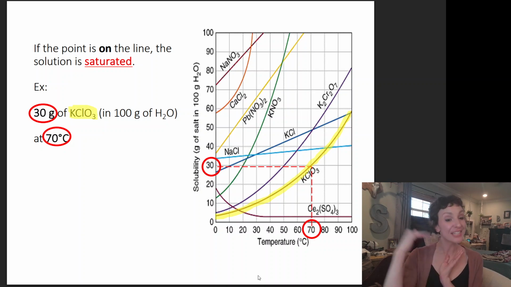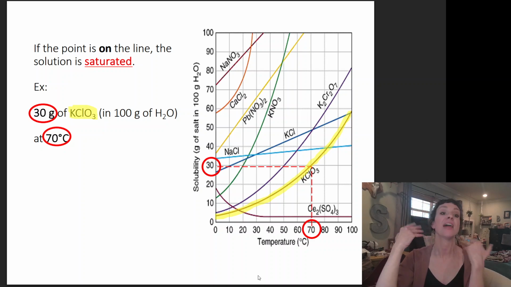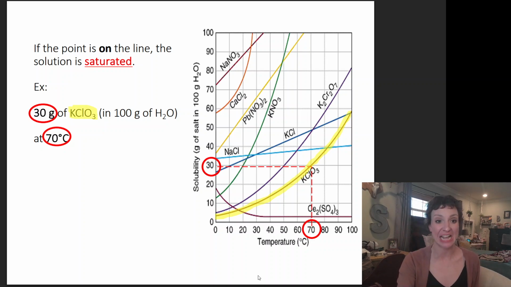If the meeting point of the amount of solute and the temperature that I'm looking at is on one of these curved lines, that is an example of the solution being saturated. So in my example, as I'm focusing on the line for KClO3, potassium chlorate, if I have 30 grams of potassium chlorate and yes, 100 grams of water, because that's what this y-axis is measuring for that solvent, at 70 degrees Celsius, so here's my temperature, where those two lines meet, if it's on the line, that represents a saturated amount, okay?